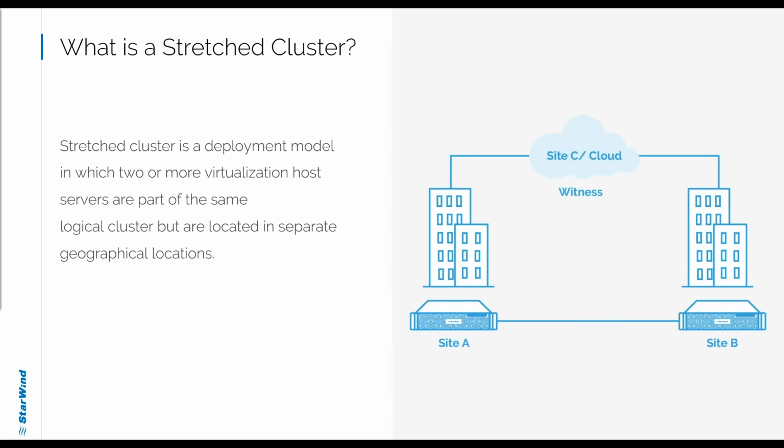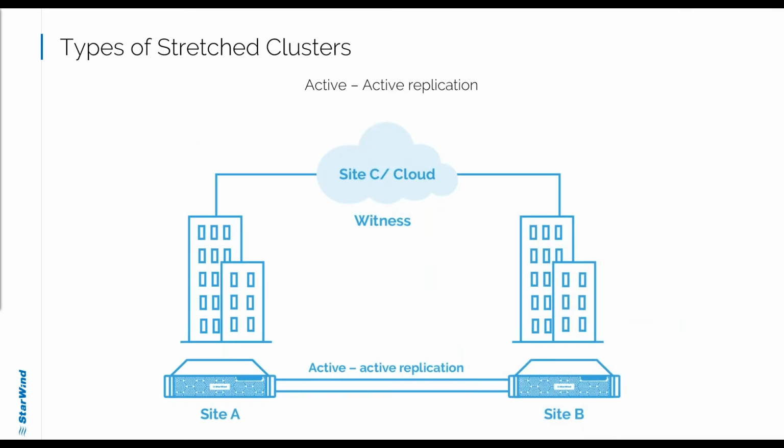Now that we pretty much know what a stretched cluster itself is, let's look at the types of stretched clusters. Typically, stretched clusters are divided into two types depending on the replication occurring between them. These are typically referred to as active-active and active-passive.